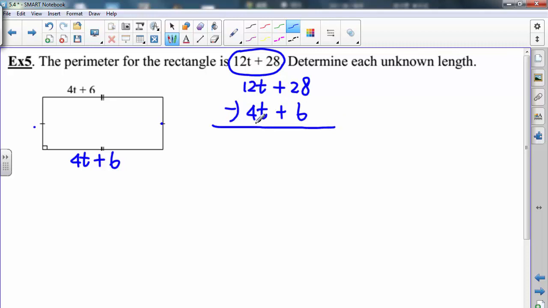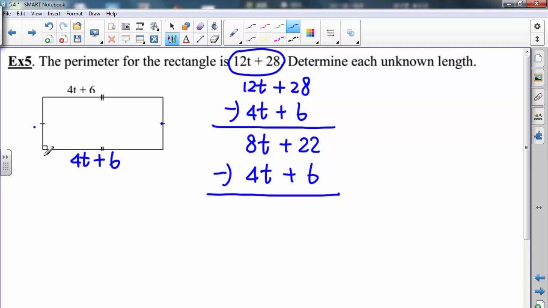12 minus 4, 8t. 28 minus positive 6, 22. Continue to subtract the other side, which is 4t plus 6, this opposite side. 8t minus 4t, that's 4t. Plus 22 minus positive 6, 16. So 4t plus 16 is the sum for these two sides.